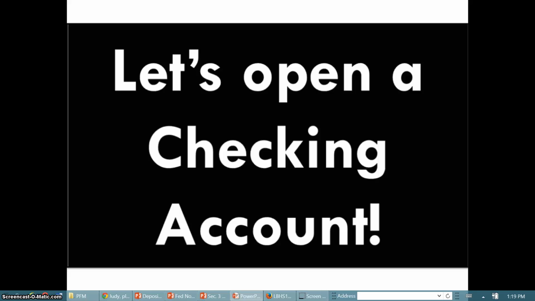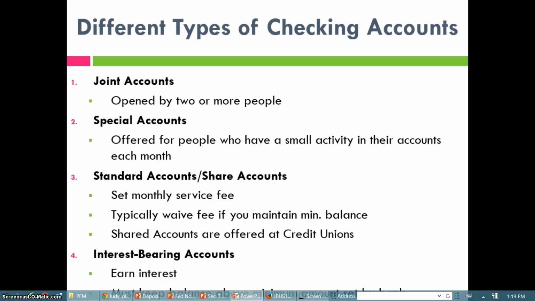So let's open up a checking account. There are different types of checking accounts that you can open. You can do a joint account that's opened by 2 people or more, so you and your spouse can have a joint account. You can have an account with you and a parent or you and a child. Special accounts are offered for people who have small activity in their accounts each month. A standard account, or a share account if it's used at a credit union, are types of accounts where they set monthly service fees, typically waiving that fee if you keep a minimum balance. And then there are interest-bearing accounts, which earn interest and must keep a certain amount in that account at all times to earn that interest.